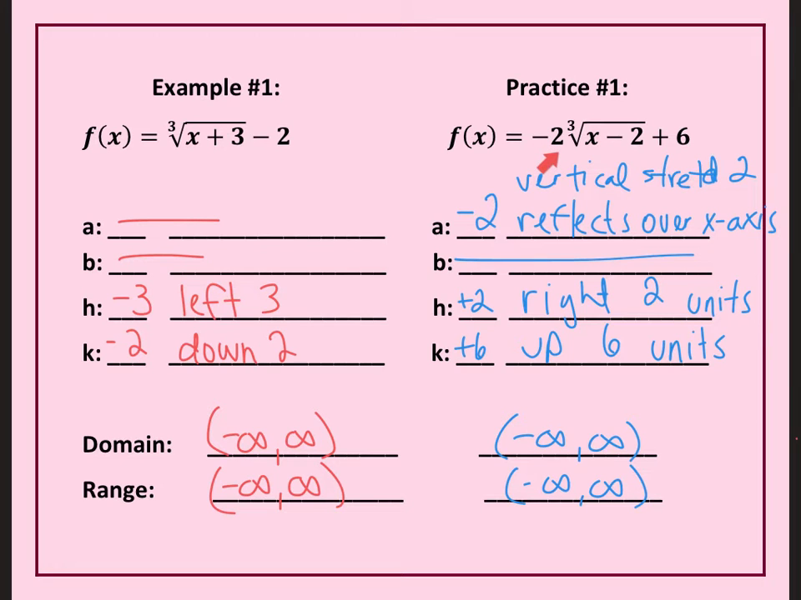So this is a vertical stretch of 2, but since it's negative, the negative caused it to reflect over the x-axis. The h value, we always change the sign, so the h is a positive 2, the graph went right 2. The k value at the end is a positive 6, so the graph went up 6 units. Remember that the domain and the range do not change for cube root functions.